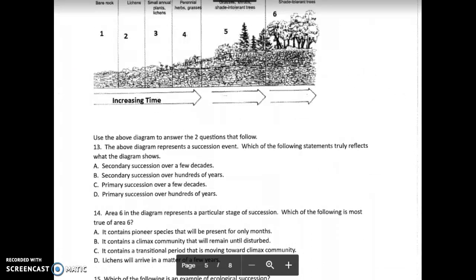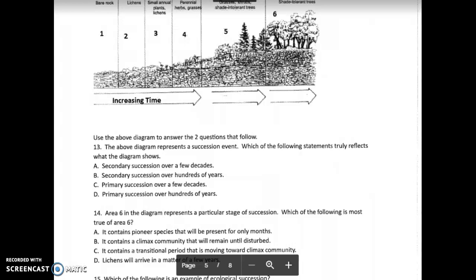Number 13. Use the diagram to answer the two questions that follow. The above diagram represents a succession event. Which of the following statements truly reflects what the diagram shows? A. Secondary succession over a few decades. B. Secondary succession over hundreds of years. C. Primary succession over a few decades. Or D. Primary succession over hundreds of years.